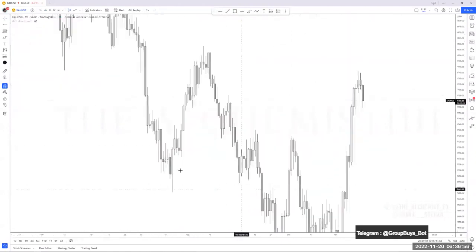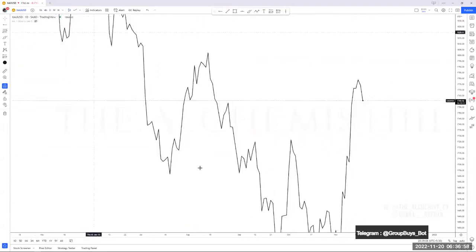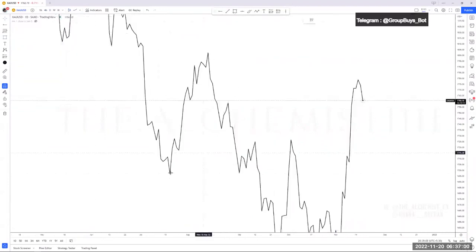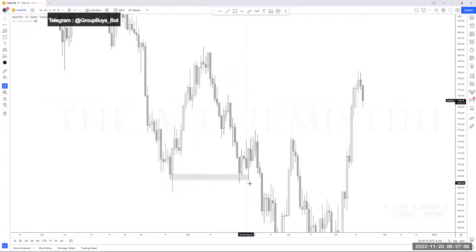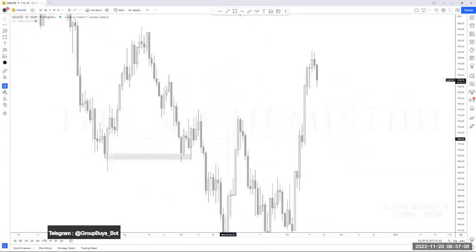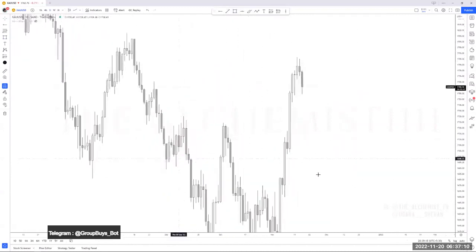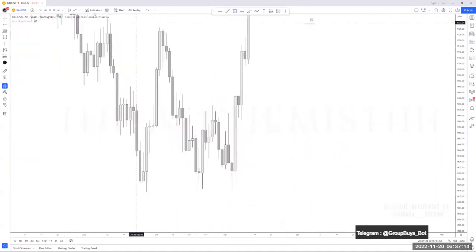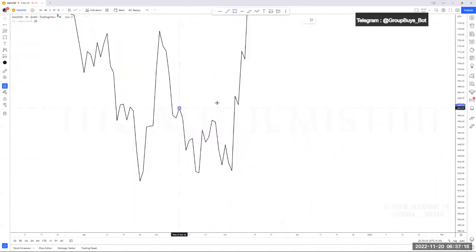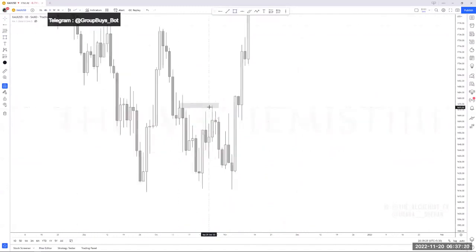For example, in here. See this one right here, what is it? It is a V formation, right? So this right here is what we call a support. This can be used as a support. See, price comes into that and then it goes up. So that is a support. And this right here, let's see a proper resistance, a clear one. Here we go. This right here is a resistance, the A formation. See that? Right here. What happens? Price comes into that, starts to drop. So that will be a resistance.